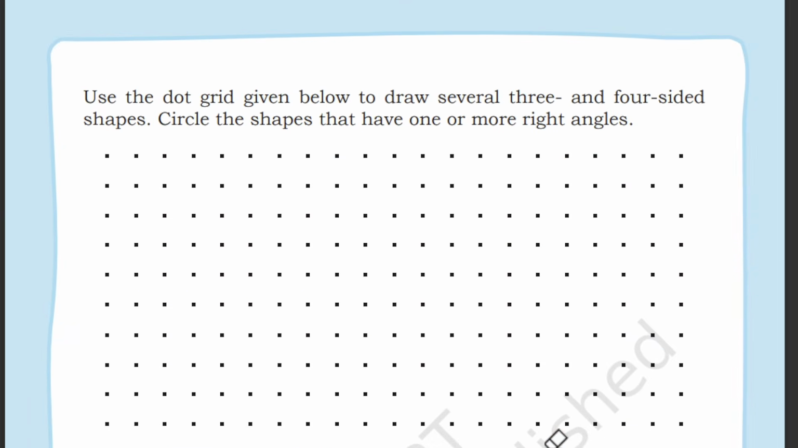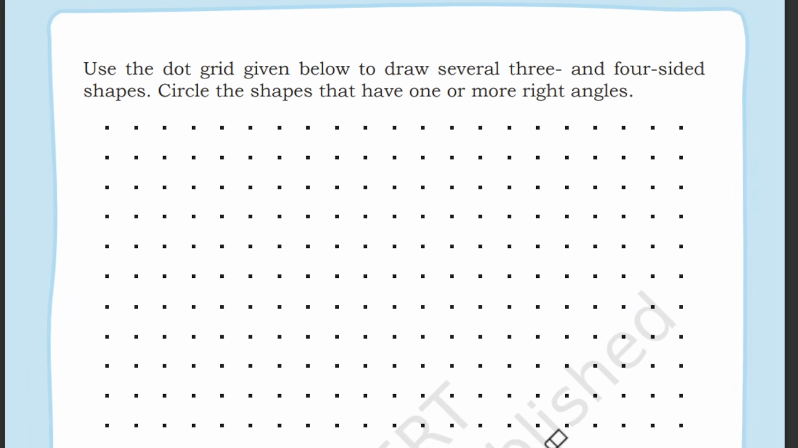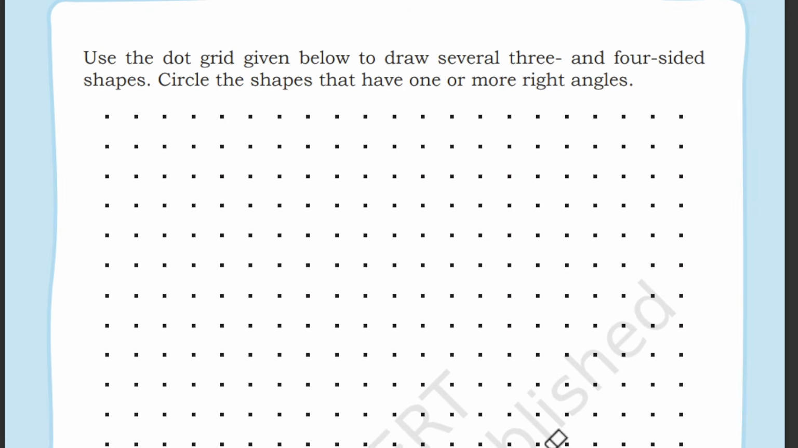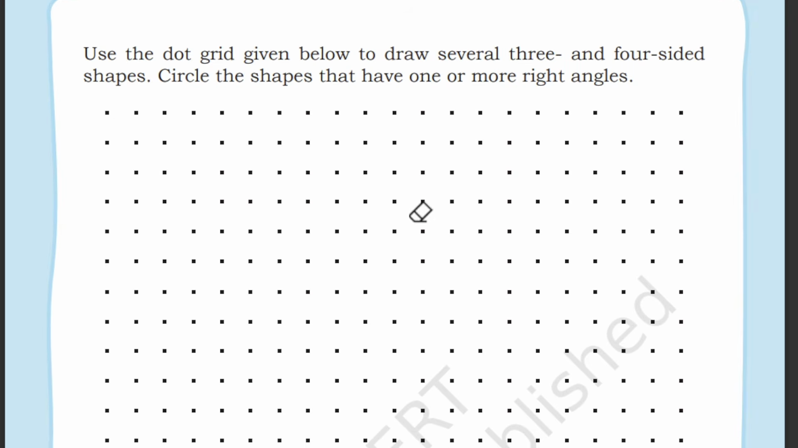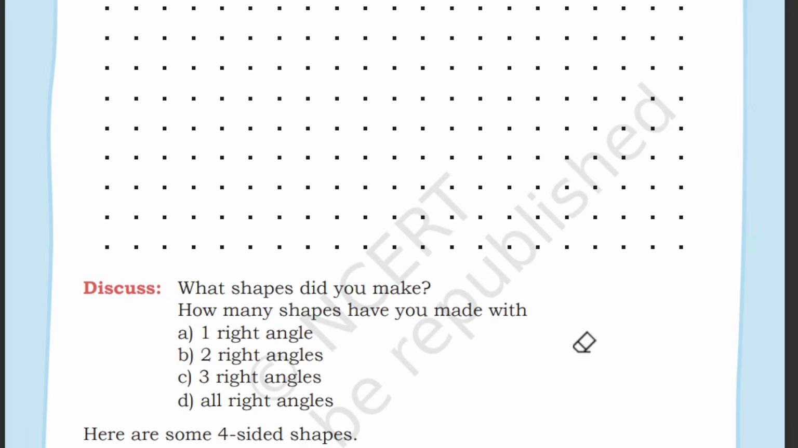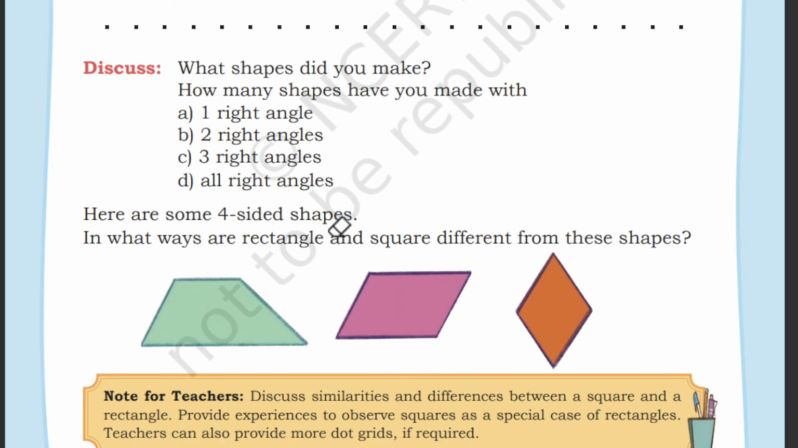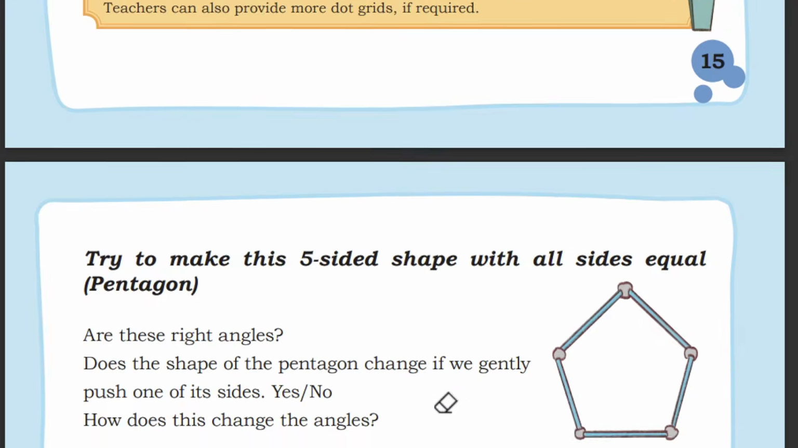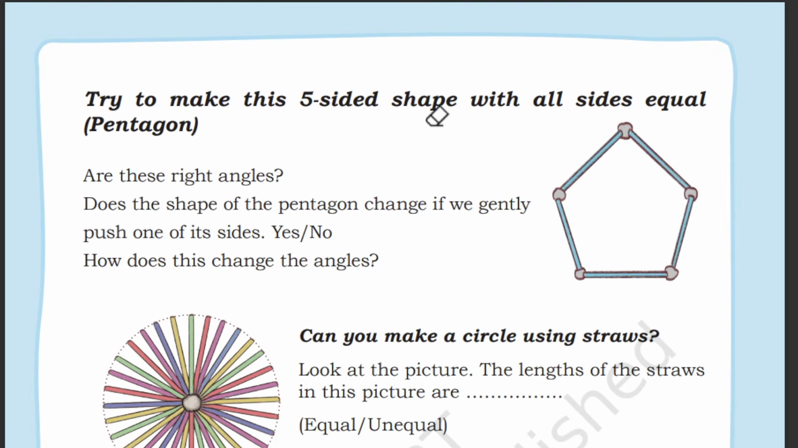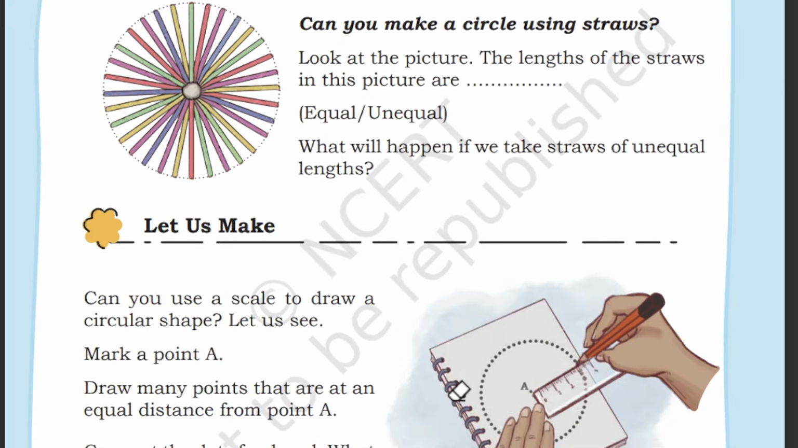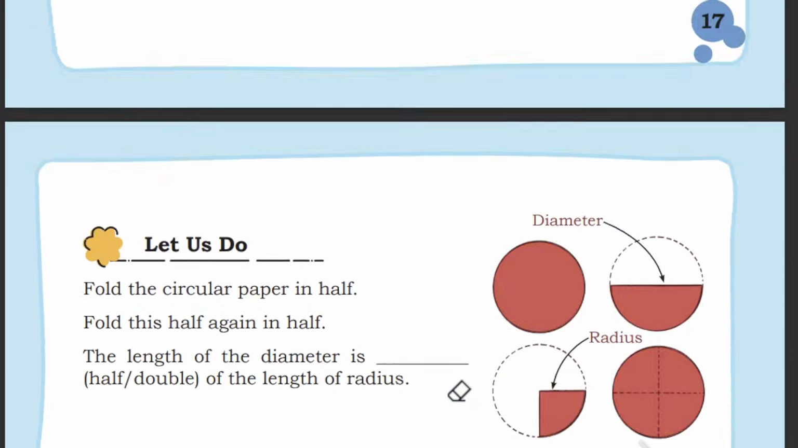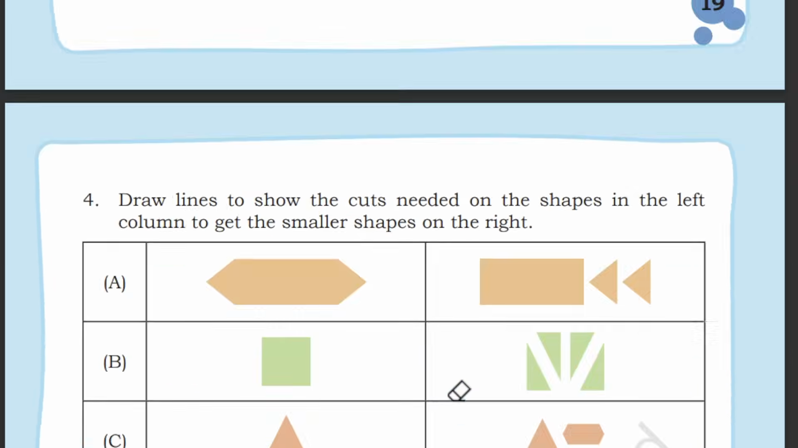Now we have used the dotted grid given below to draw several 3 or 4 side shapes. Circle the shape that has more than one angle. And what shape did you make? There are 4 sided shapes. So we have these, and again a 5 side shape, equal sides, pentagon shape. So we will complete this in our next video.